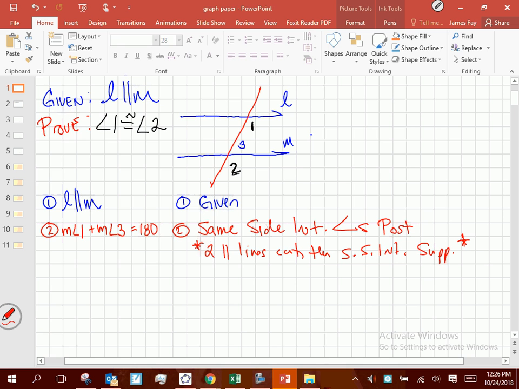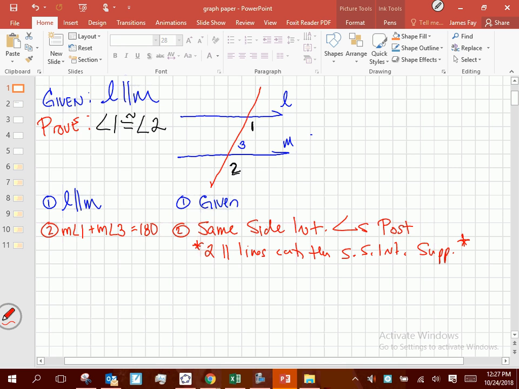Okay? Somebody in the last class said, well, let's just say 1 is congruent to 2. We know 1 and 2 are corresponding. Would you guys agree with that? And that's true, but what are we trying to prove? We're trying to prove the corresponding angles theorem. We don't know that that's true yet, so we can't use that in our proof. Does that make sense to everybody?